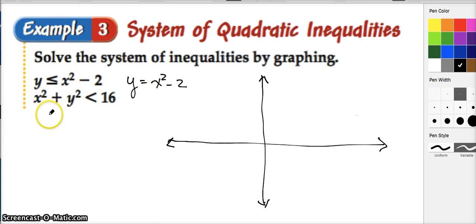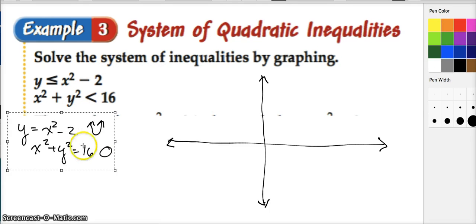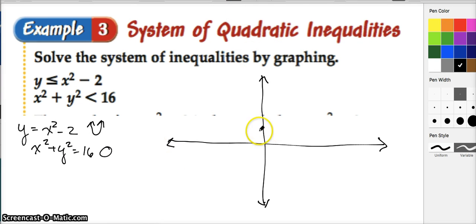And even though this is x squared plus y squared is less than 16, we need to consider the graph of x squared plus y squared is equal to 16. I'm hoping that you can see that this is a parabola and this is a circle just by looking at the equation. I'm going to take these guys and get it out of the way so I don't interfere with my graph. And now that I've done that, I'm going to graph what I can. So when I'm thinking about y is less than or equal to, I know that this will be a solid parabola because or equal to is involved.